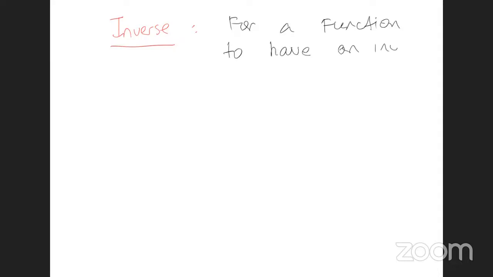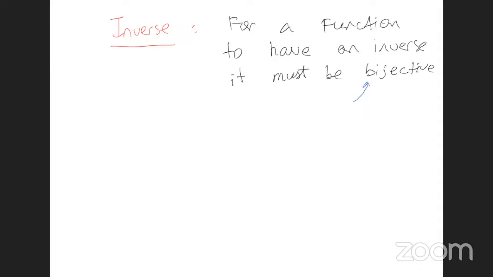All right. So for a function to have an inverse, it must be bijective. What does bijective mean again?